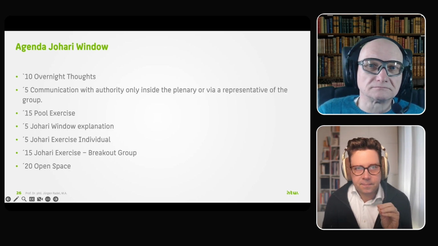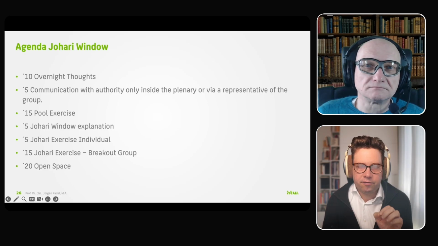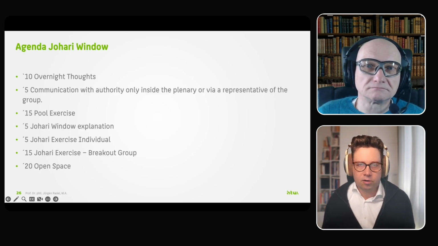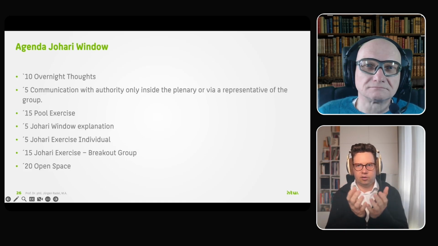And we said that communication with us is only possible inside the plenary or via a representative of the group. So they need to have a formal representative. That might be the case, like a student spokesperson. So they can contact us on behalf of the group, but we want everything to be discussed in the group because it is part of the dynamic. So if they get in touch with us outside of the plenary, outside of this container of the 90 minutes, this can lead to issues.